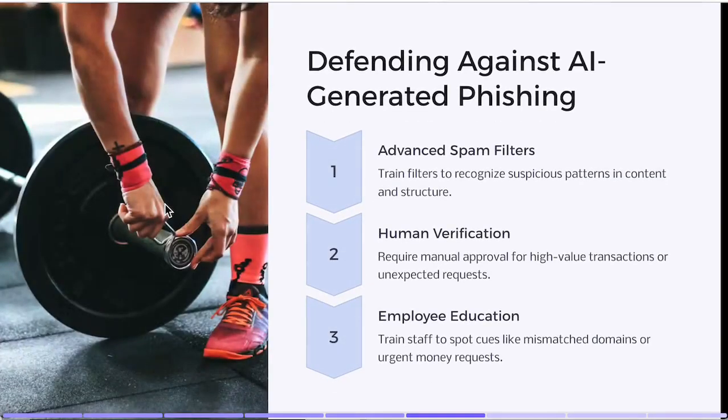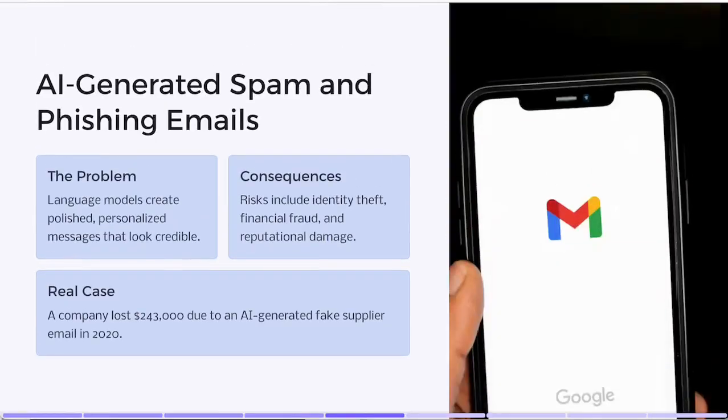Consequences? Well, the risks are enormous. Identity theft, financial fraud, and reputational damage. And this is just the beginning. In 2020 alone, a multinational corporation lost $240,000 after an employee received an AI-generated email from a supplier with realistic details. They approved a payment before realizing it was fake. Now, this highlights how adversarially tuned language models can be weaponized for financial gain.